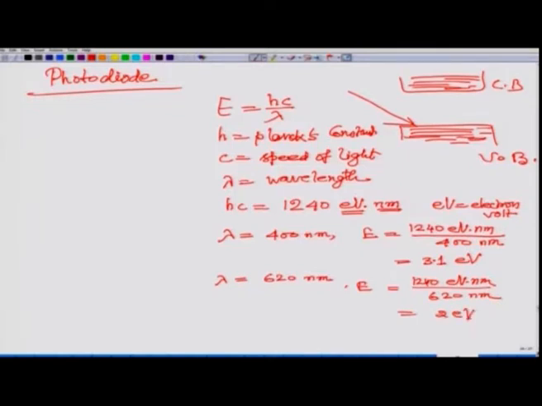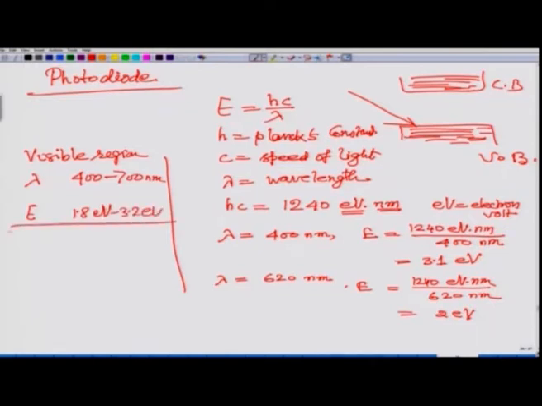So, for the visible region, when we say that lambda goes from roughly 400 to 700 nanometers, correspondingly you can see that energy goes from some 1.8 eV to some 3.2 eV or so. So, this is the range for the visible region, and the band gap is less than that. Silicon, it is 1.12 electron volts.